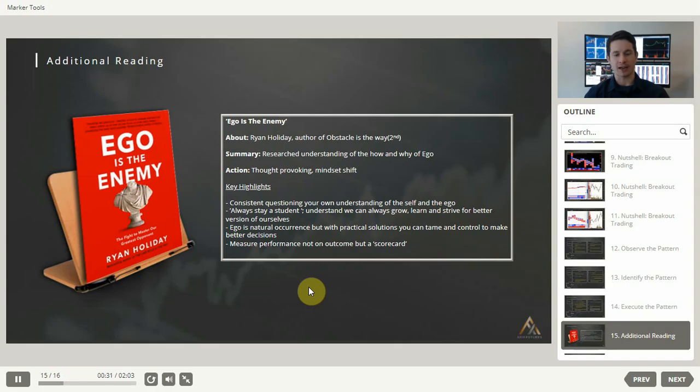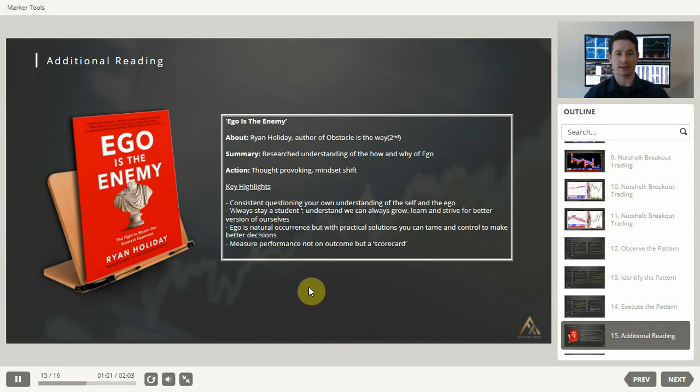Now, in terms of action, very thought-provoking. And it's definitely going to give you a mindset shift. It's definitely going to make you want to adjust how you think about the ego and what it ultimately means. Now, in terms of the key highlights, consistent questioning your own understanding of the self and the ego. I think this is the key takeaway. You're going to constantly be saying to yourself, well, do I have an ego? Is it creating bias in my understanding? Is it creating block, a lack of growth mindset, all these sorts of things?